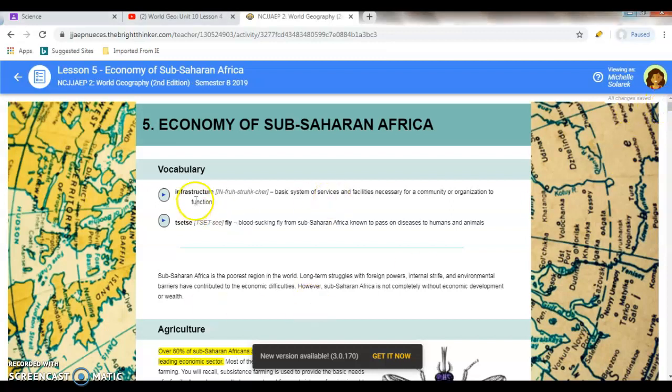Here are your vocabulary words. Infrastructure is the basic system of services and facilities necessary for a community or organization to function. And then we have the tsetse fly, which is a blood-sucking fly from sub-Saharan Africa, known to pass disease to humans and animals.